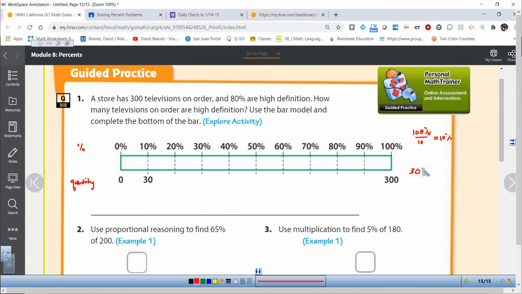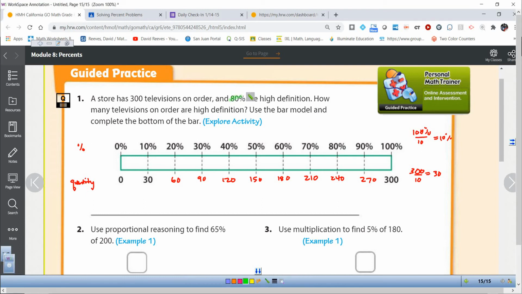Well, 300 divided into those 10 equal parts is going to be 30. So each one of these is 30. So 0, 30, this would be 60, 90, 120, 150. Do you see how it's just going up by 30 every time? 180, 210, 240, 270, and 300. So these are the quantities divided up into 10 equal parts. These are the percents divided up into 10 equal parts.